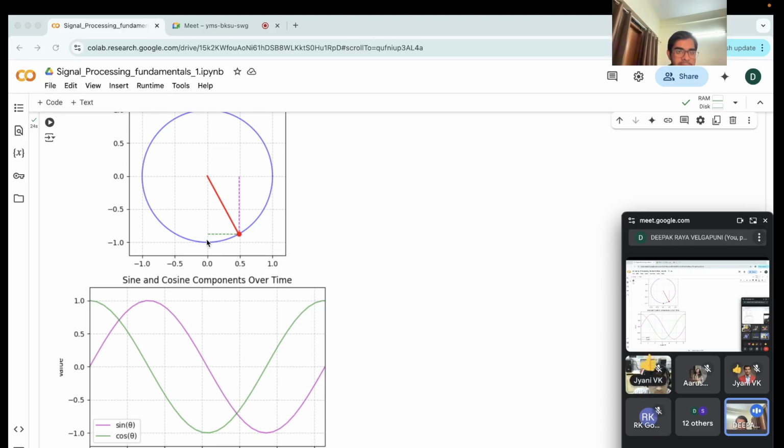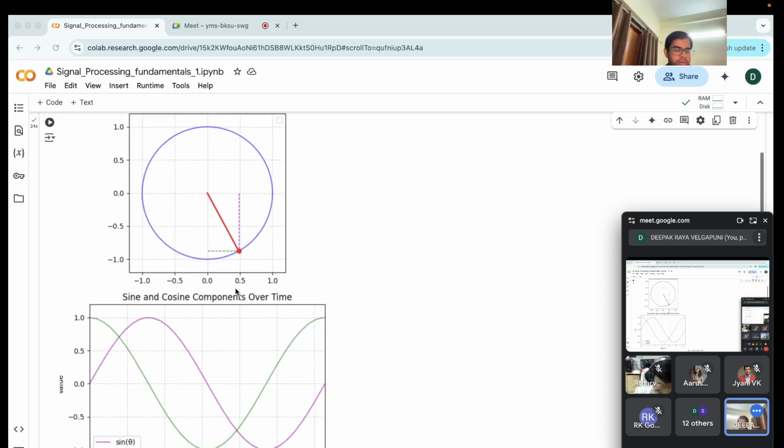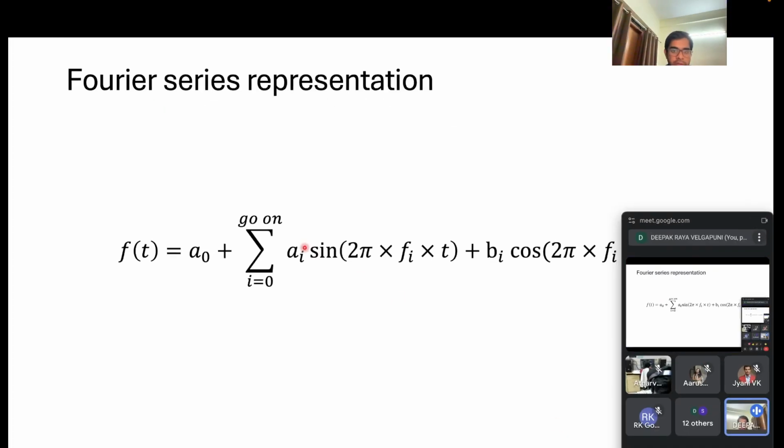So when this is minimum, this will be the maximum, and when this is maximum, the green one will be the minimum. So yeah. So the proof of Fourier transform and how to get it from Fourier series. Basically, how we do the Fourier transform is we try to find these coefficients. We'll discuss that in the next class.